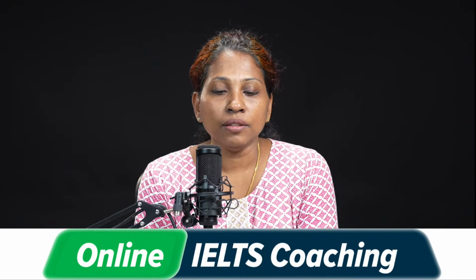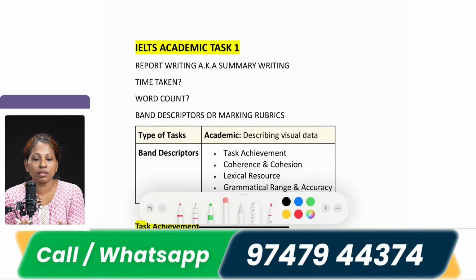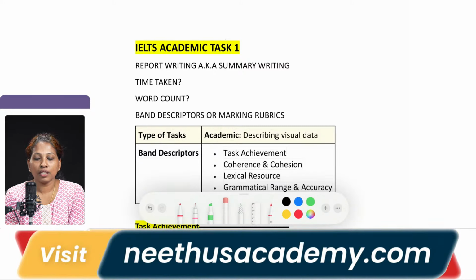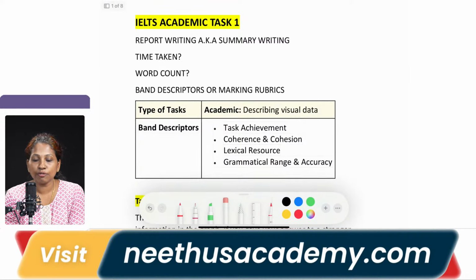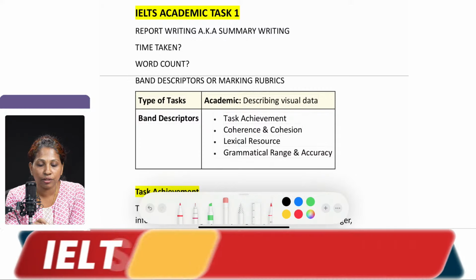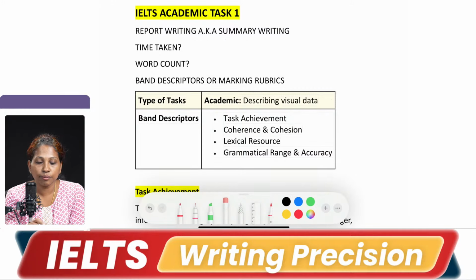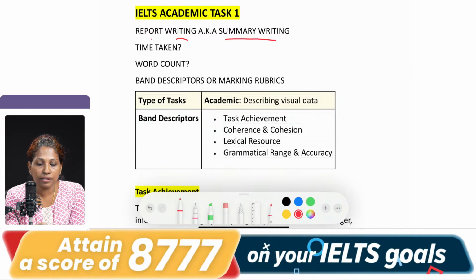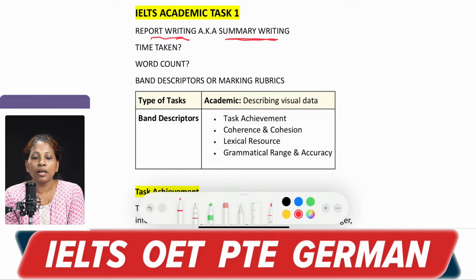Now on the screen you can see some details about the task 1 type of questions, right? The task 1 for academic is known as report writing. Okay, it is called report writing, which can also be called summary writing. Either it's report writing or it's summary writing. Both are the same, right?